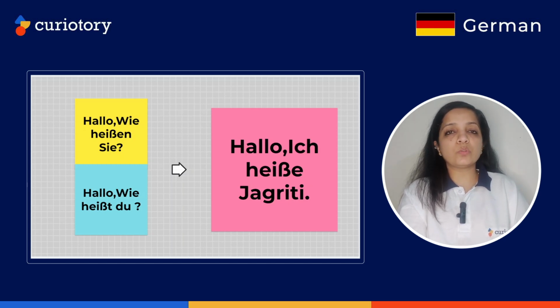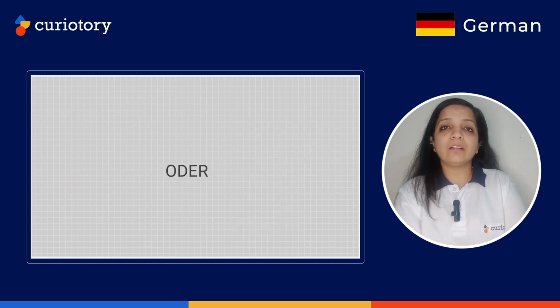When you are talking to someone in the informal way, you will say, Wie heißt du? And the answer to both the ways is Ich heiße Jagriti, which means my name is Jagriti, or I am called Jagriti. We also have a different way of asking this question. So, we'll move further with that.